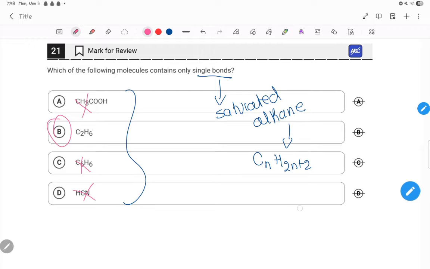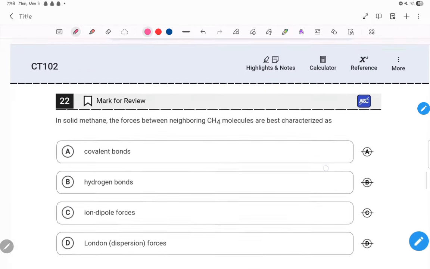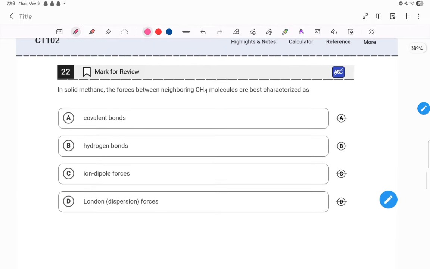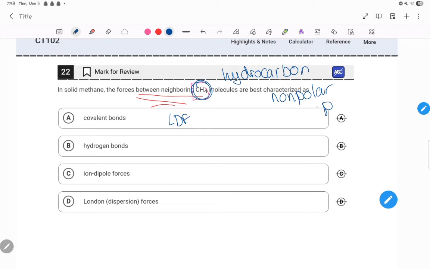22. In solid methane, the forces between neighboring CH4 molecules are best characterized as, and pay attention, between neighboring molecules, not in the atom, it's definitely LDF. Why? Because it's a hydrocarbon, right? Anytime you see a hydrocarbon, directly it's non-polar, meaning it will not have dipole-dipole forces, meaning the only force that it will have is the LDF or the ID forces. 22 finished, we move on.